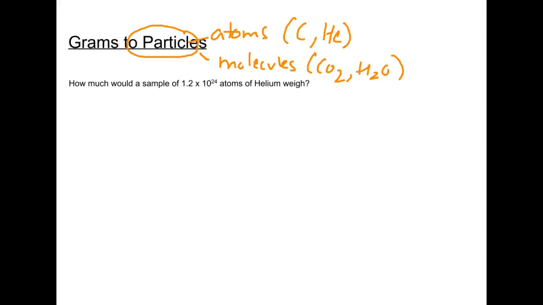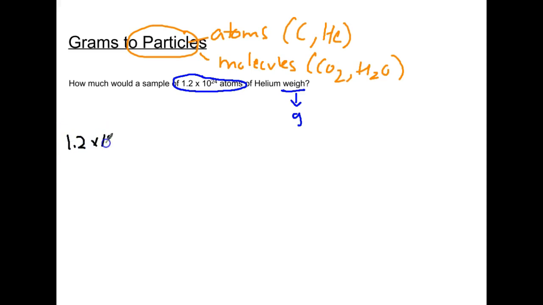As always, problems start the same way. Identify our givens and our unknowns. So the first question asks, how much would a sample of 1.2 times 10 to the 24th atoms of helium weigh? So we're given 1.2 times 10 to the 24th atoms of helium, and we want to know how much it weighs. Well, weight we know is in grams. We're trying to figure out the mass. Okay? So let's go ahead and start with our given.